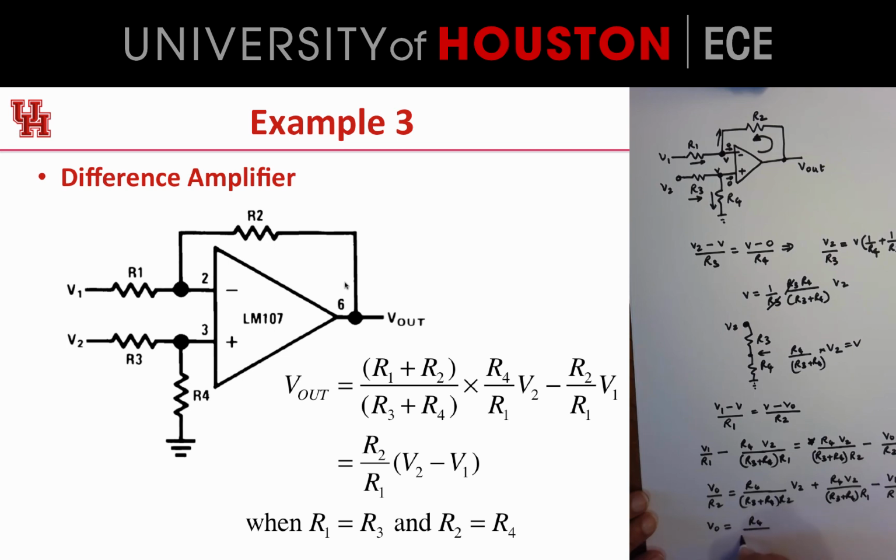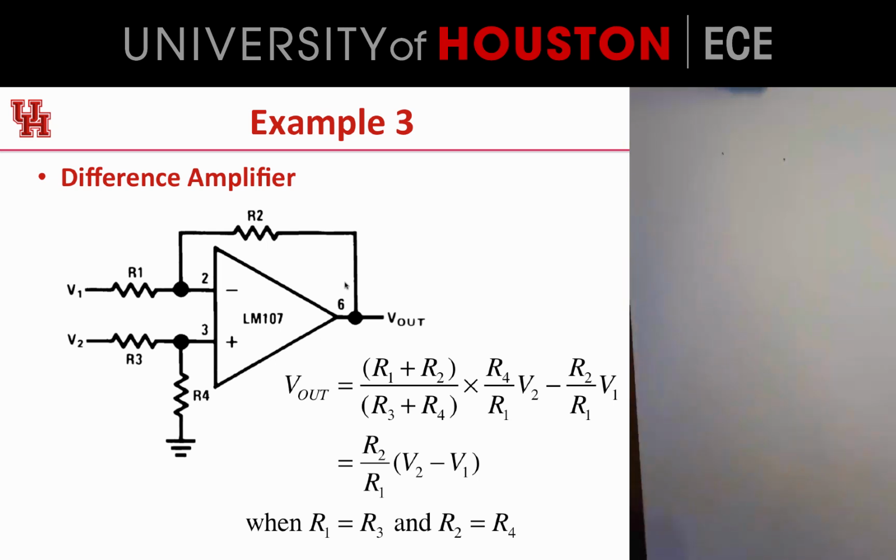R4 by R3 plus R4 times V2 plus R4 R2 divided by R3 plus R4 times R1, minus R2 over R1 times V1. Okay? So if I were to simplify this, let me see if I can do that.